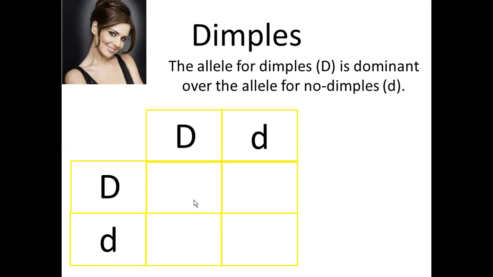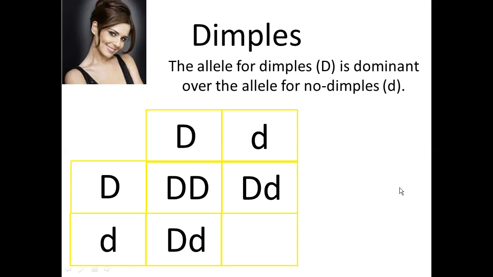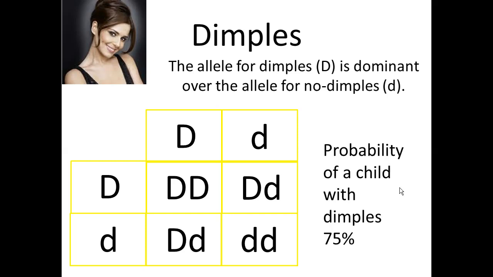Instead, if you have two parents like this, both parents will present dimples because they have one dominant and one recessive, so the dominant will overrule the recessive. In this case, when you cross the gametes, the probability of having a child with dimples will be 75%.